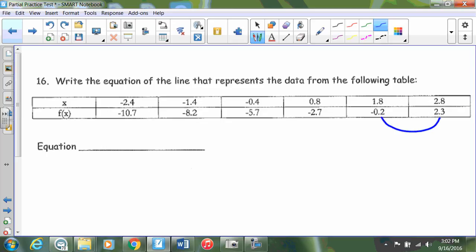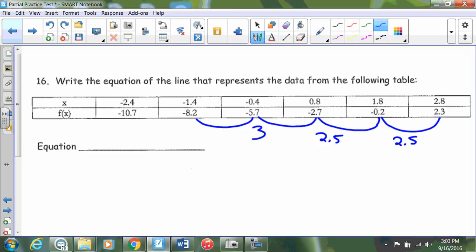2.3 minus a negative 0.2 is going to be 2.5. Minus a negative 0.2 minus a negative 2.7, that's going to also be 2.5. Let's see, negative 5. I'm going to pick up the calculator. It's been a long day. Negative 2.7 minus a negative 5.7. That's going to give me a 3.